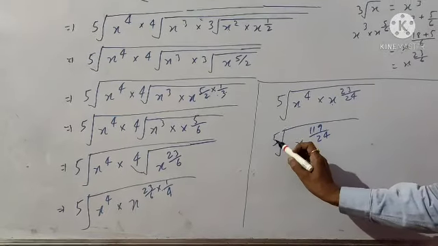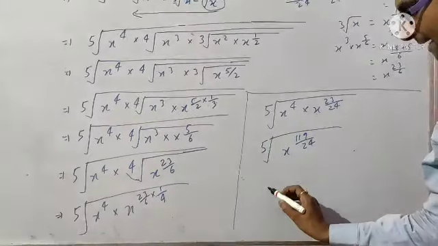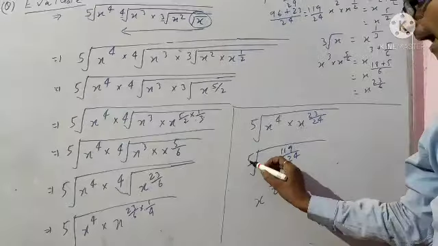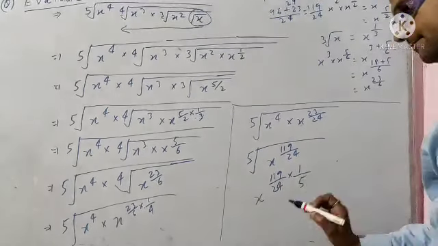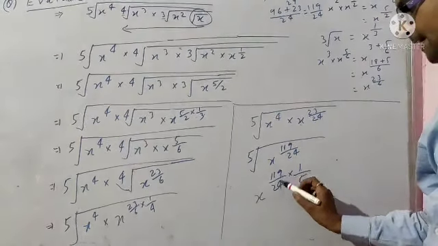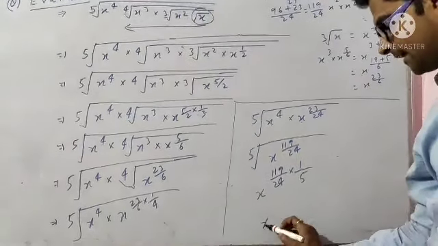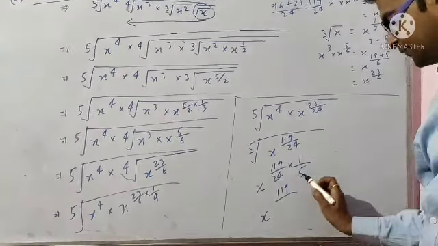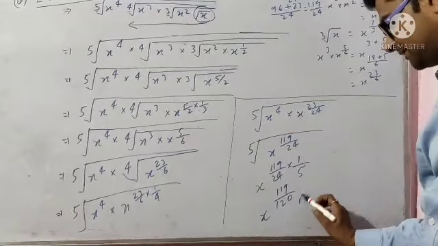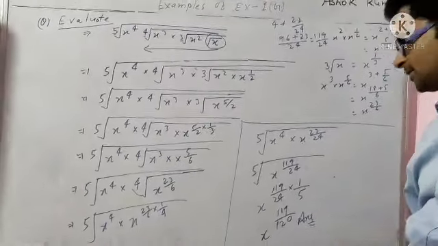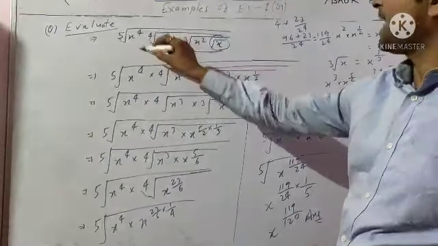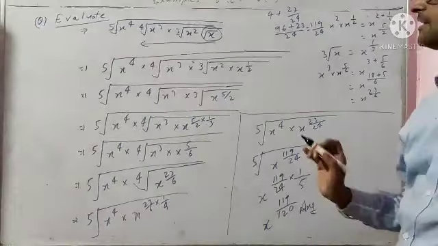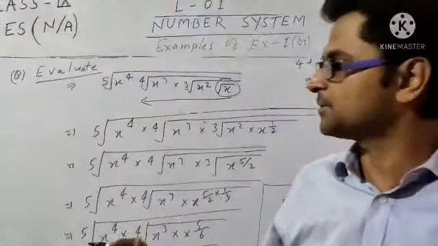Again, student, if you remove the fifth root, then we will write here x to the power 119 divided by 24 into, 5 will be replaced as 1 by 5. So x to the power 119 divided by 24 into 1 by 5. So here finally, student, 24 into 5 is equal to 120. This is your final answer. Okay, student, so the value of this expression is x to the power 119 divided by 120. I hope, student, you will understand this question.